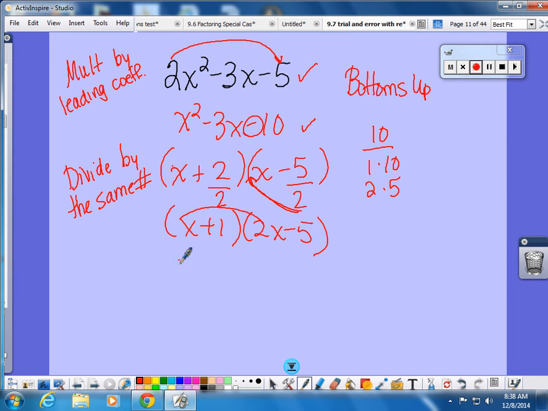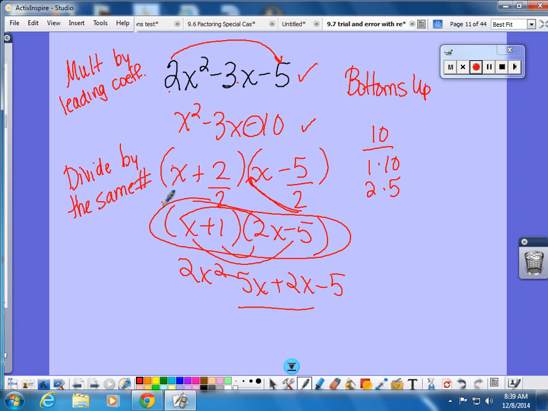All right, first, outer, inner, last. All right, here it is. 2x squared minus 3x minus 5. So this is my correct answer. Sweet. Foolproof. It works all the time.